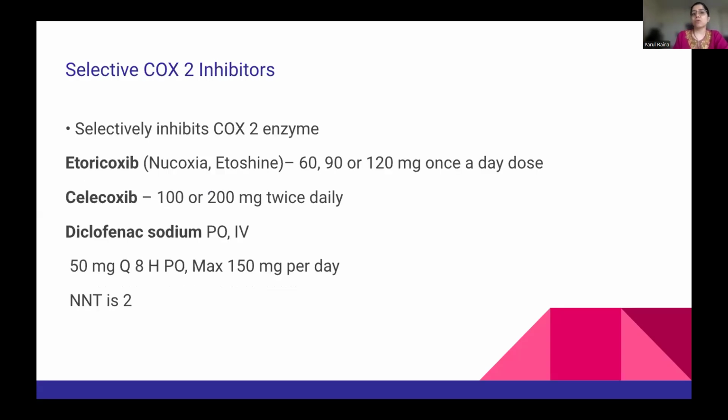Selective COX-2 inhibitors inhibit COX-2 selectively, and their examples are etoricoxib and celecoxib. Diclofenac sodium also has a propensity toward COX-2, but it is included in the non-selective COX enzyme inhibitors. Diclofenac can also be given per orally and IV. It is also given per rectally. The NNT of diclofenac is 2.